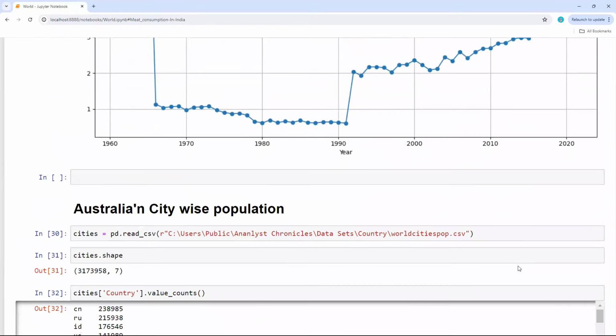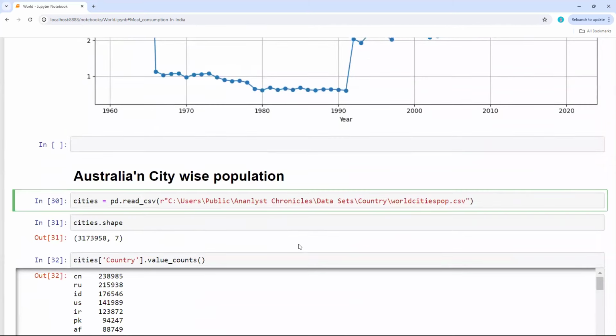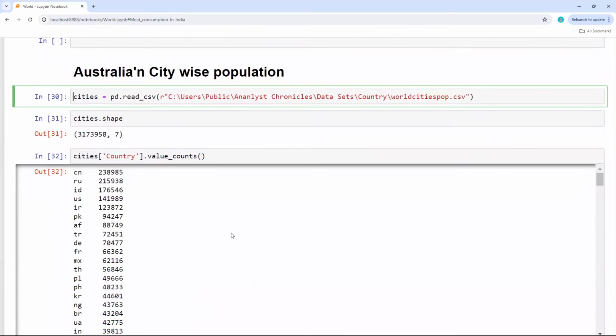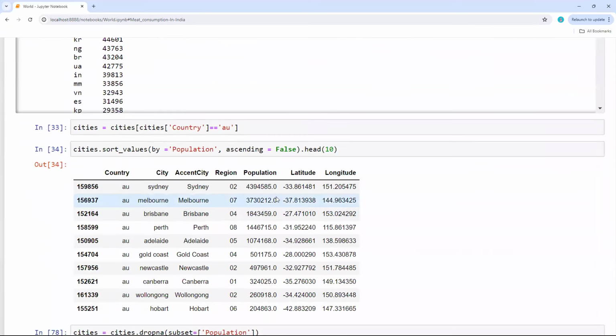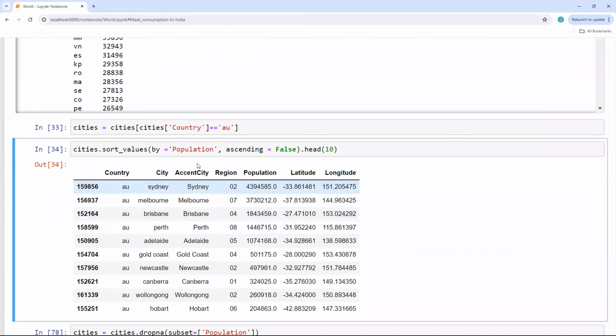And if I wanted to look at the city-wise population, there are a lot of cities in Australia like Sydney, Canberra, Melbourne. So this is my data set, and this is the entire countries. And if I wanted to look at Australia's city-wise population, here you can see the population in Sydney is, I think, as of 2004, not the latest data. So you need to understand that.